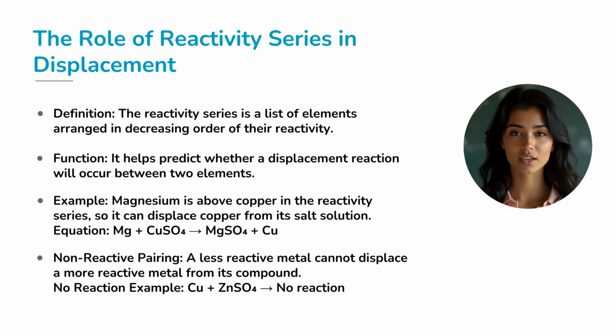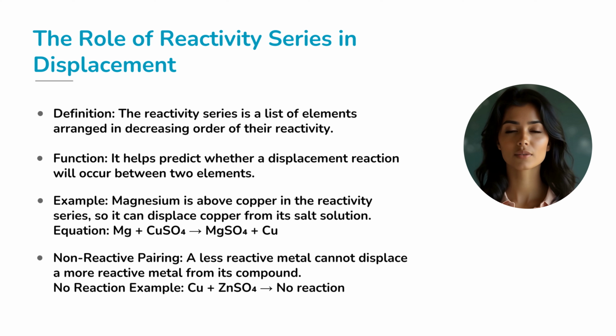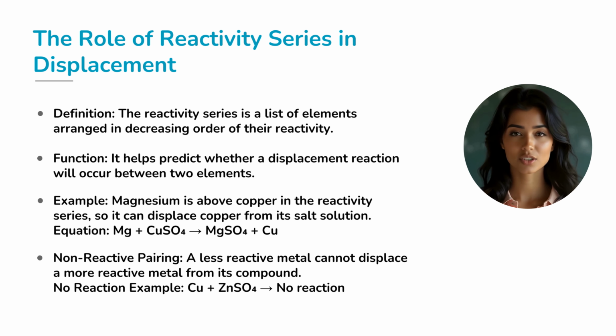Take magnesium and copper sulfate, for example. Magnesium is higher than copper in the reactivity series, so it can displace copper, forming magnesium sulfate and copper metal. The reaction is Mg plus CuSO4 gives MgSO4 plus Cu.